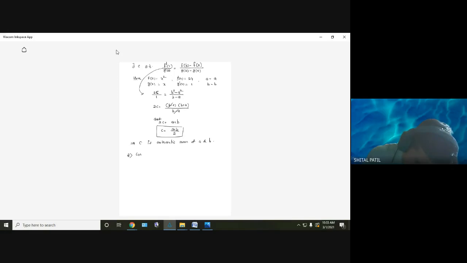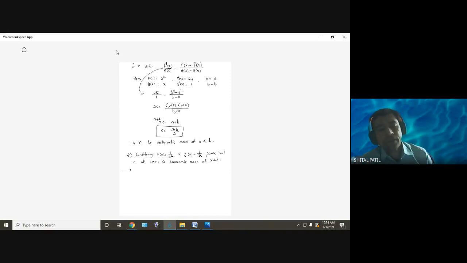Considering f of x equal to 1 upon x square, g of x equal to 1 upon x, prove that c of CMVT is harmonic mean of A and B.